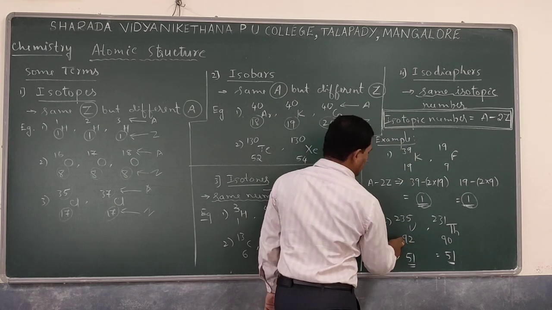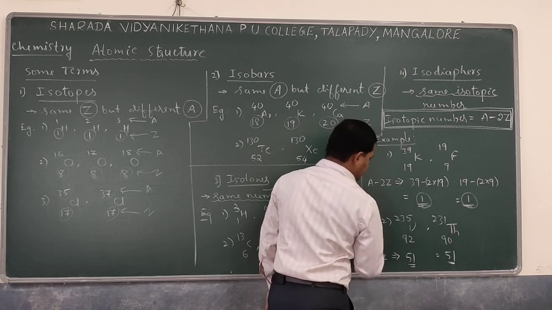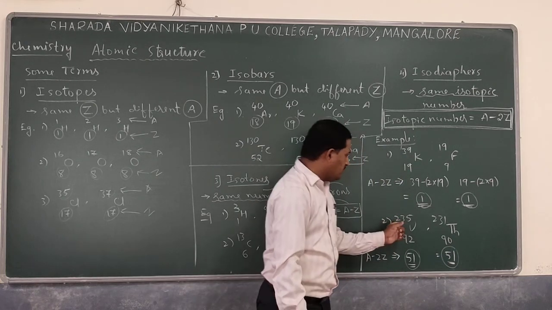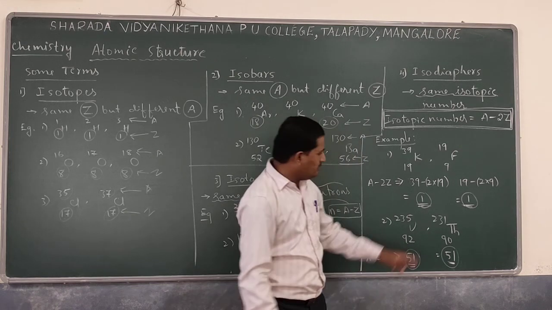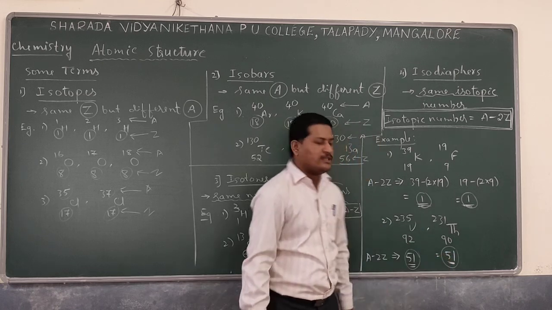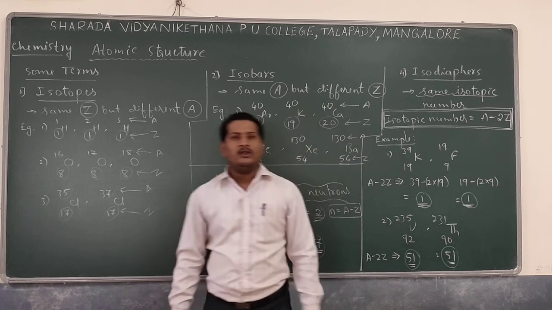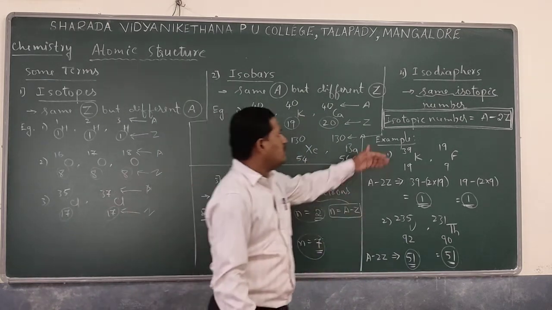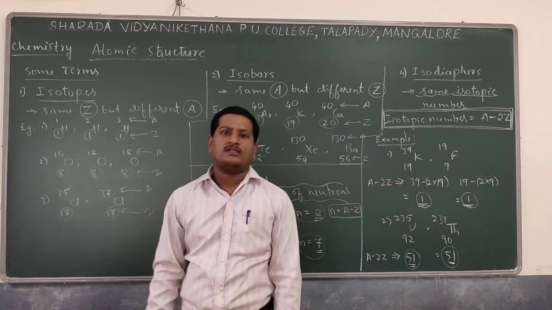Similarly, another example, 92 uranium 235, 90 thorium 231. In this case also, the isotopic number after calculation is 51. So 235 minus 92 into 2 gives 51. Similarly, 231 minus 2 times 90 also gives 51. So these two are considered isodiaphers. Remember isotopes, isobars, isotones, and isodiaphers. The isotopic number calculation formula you must remember.